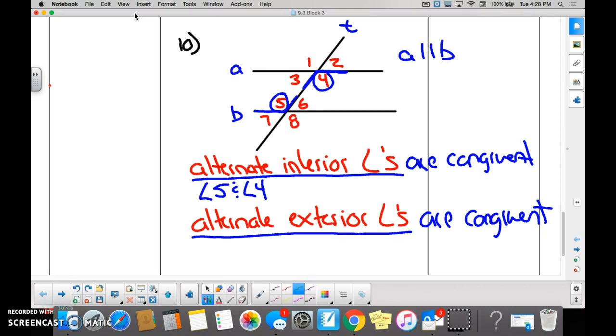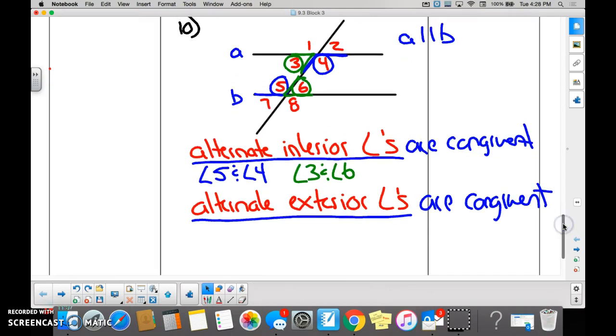Keeping with the theme of the interior angles, angle 3 and angle 6 are alternate interior angles. Angle 3 and angle 6, alternate interior angles. Angle 3 is forming an acute. Angle 6 is forming an acute. Alternate interior angles are congruent.